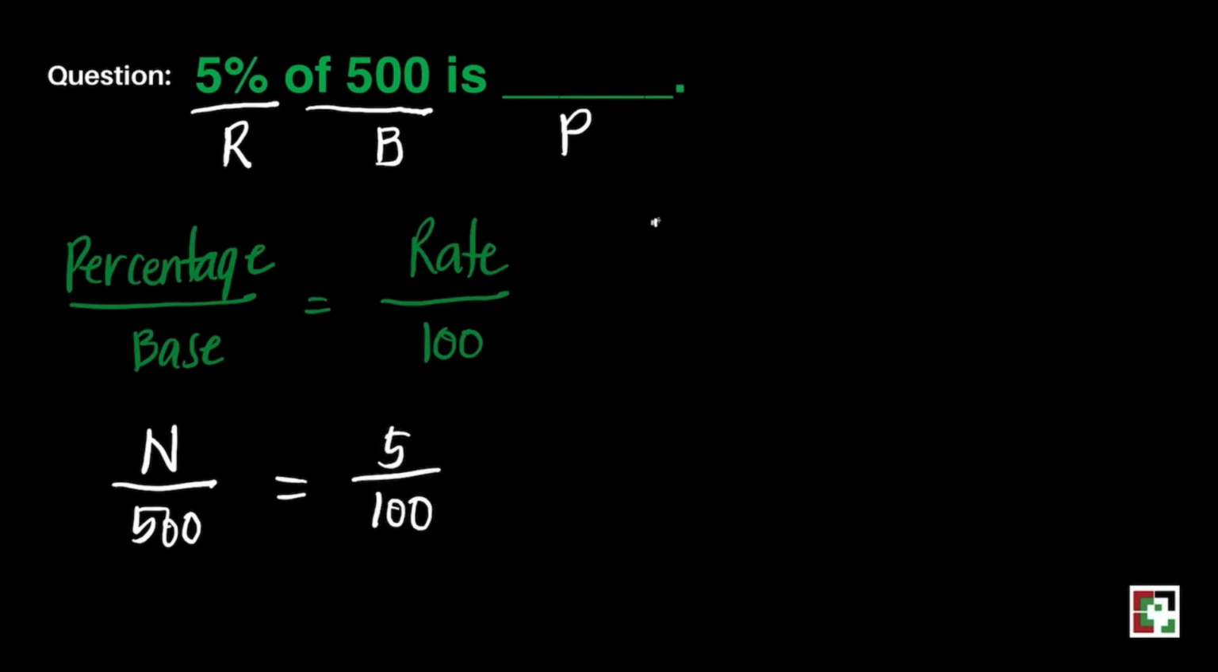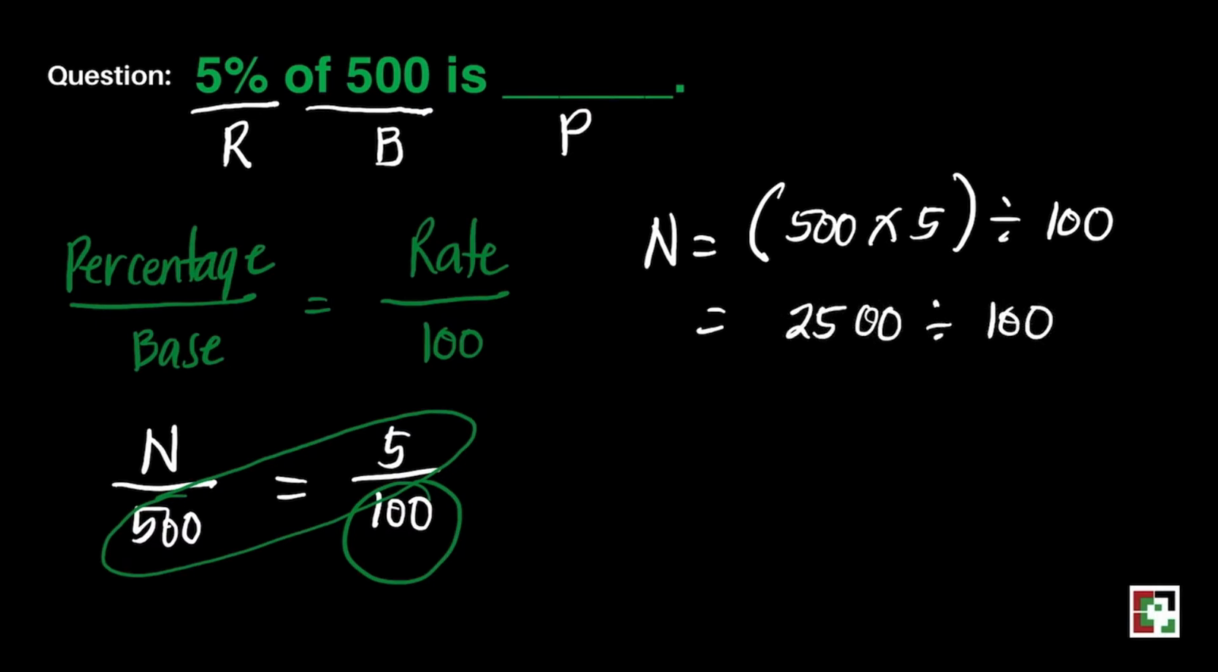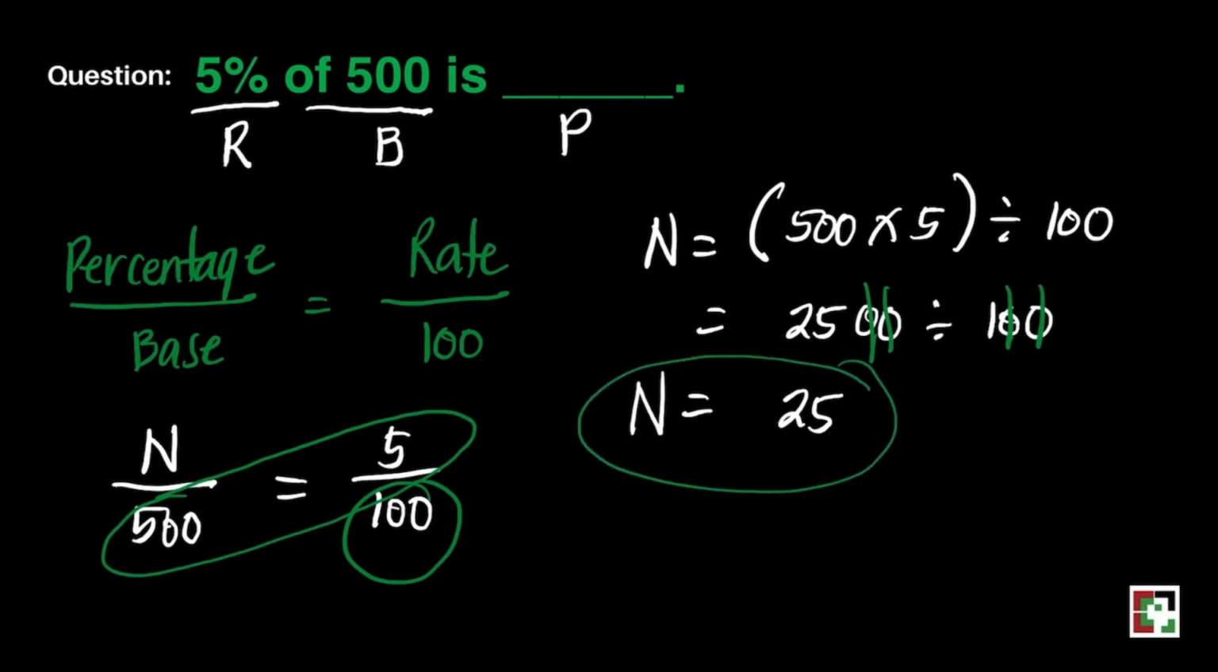How to find n again is to do cross multiplication, and that's going to be 500 times 5 divided by 100. 5 times 5 is equal to 25, then affix 2 zeros, and then divide it by 100. Cancel the 2 zeros. What's left is 25 divided by 1, which is equal to 25. 5% of 500 is 25, and that's our final answer.